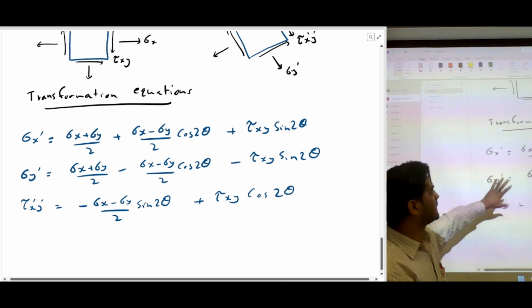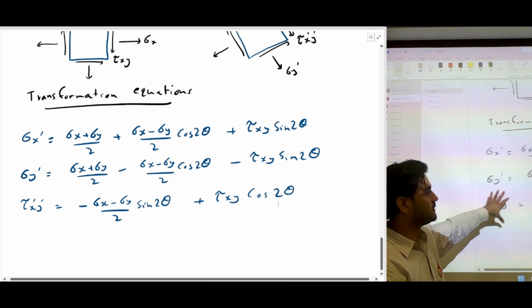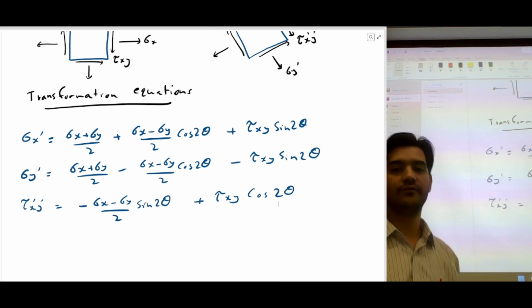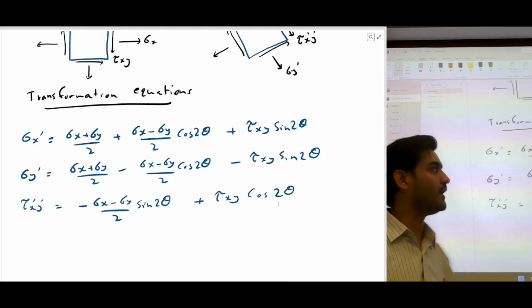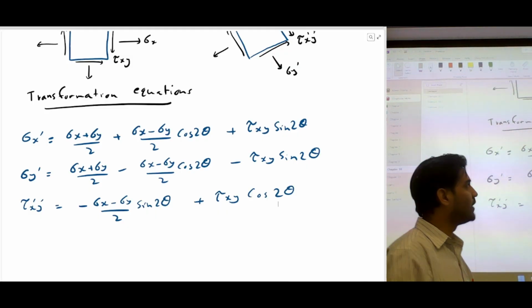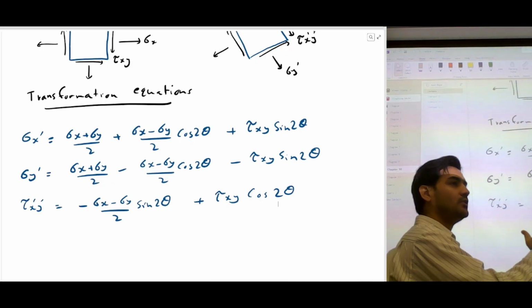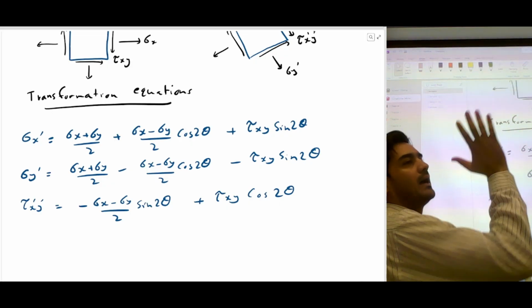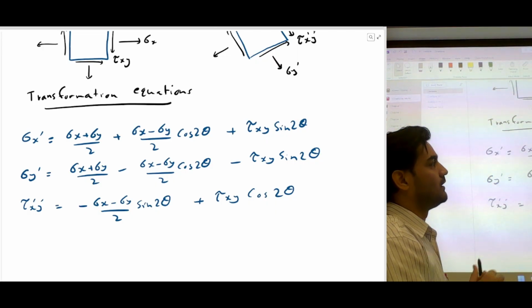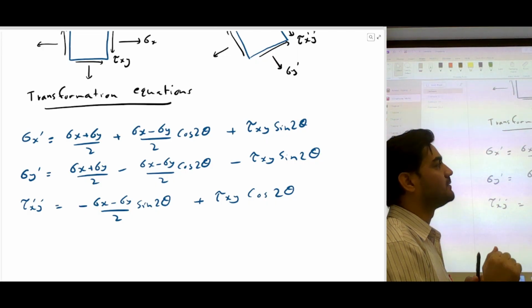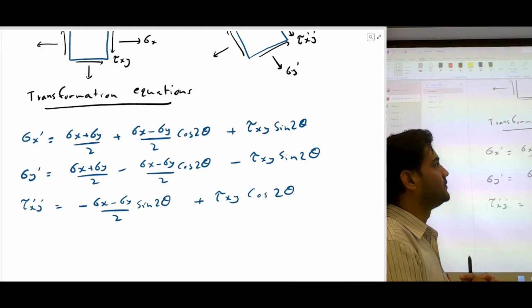Next time, so these are stress transformation equations. Next time, I'm going to give you a couple more equations where you can figure out what particular angle you have to rotate to get the maximum stresses. If they are normal stresses, then they are called principal stresses. If they are shear stresses, we'll figure out the maximum shear stresses as well.